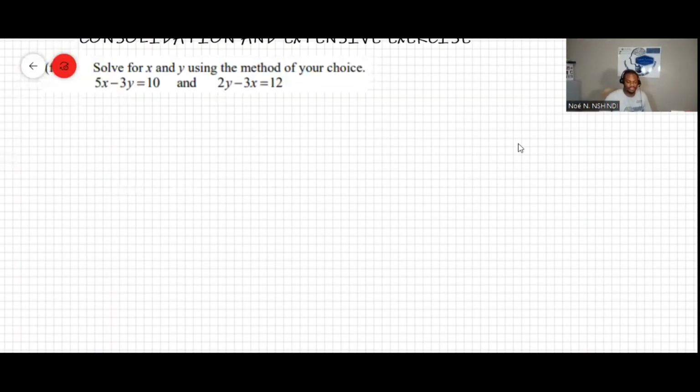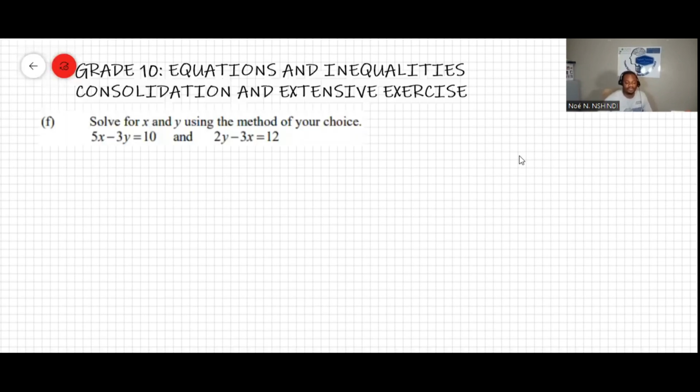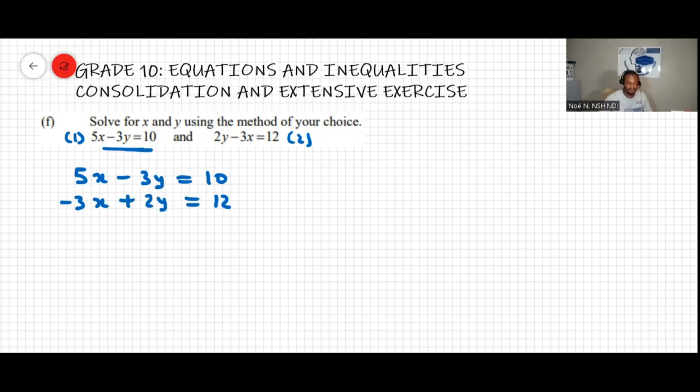Now we're going to do question F. The question says to solve for x and y simultaneously using the method of your choice. I'll write the equation here: 5x minus 3y equals 10. I prefer the elimination method for cases like this. Now, equation 2, we need to be careful. This is equation 1, and that's equation 2. I need to rearrange it in the same order as equation 1, so instead of writing 2y here, I'm going to write negative 3x, and then positive 2y equal to 12, so that the x's are grouped, and the y's.